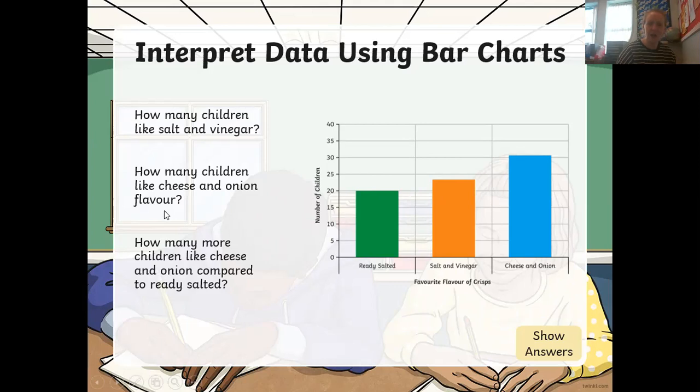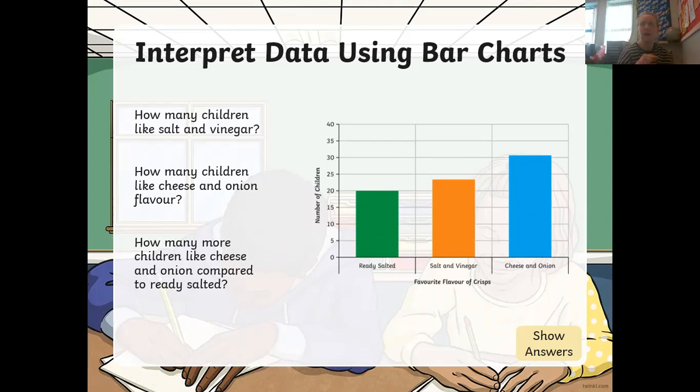23. How many children liked cheese and onion flavour? So if I go on here, 5, 10, 15, 20, 25, 30, but it's just a little bit past 30. So I think that must be 31 children, remember, because the increment's in between. How many more children like cheese and onion compared to ready salted? Now we know that 31 children like cheese and onion. And if we look at ready salted, there are 20 children that like ready salted. So we need to find the difference. So I need to go from 20 to 31 to find the difference between the two.